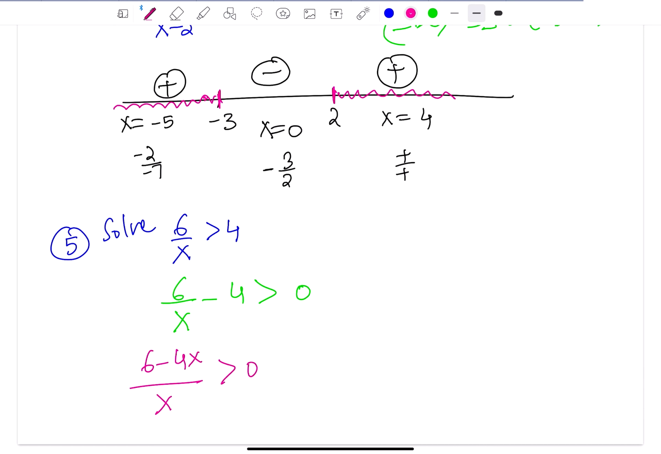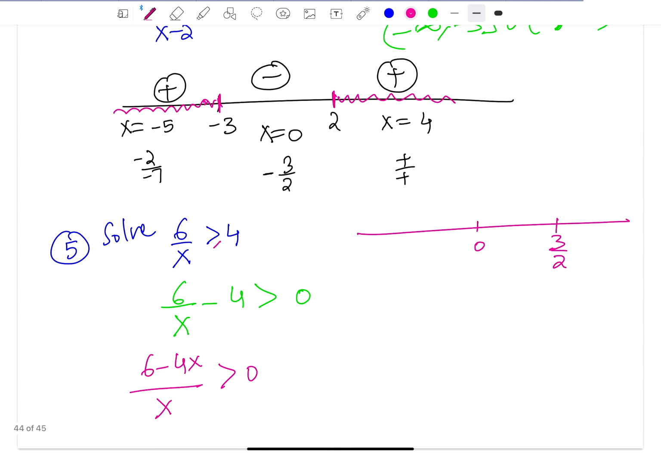Now where does the denominator become 0? At x equals 0. Where does the numerator become 0? When 6 minus 4x is 0, which is 6 equals 4x. 6 over 4 equals x, which is 3 halves. So the numerator becomes 0 at x equals 3 halves, and the denominator becomes 0 when x is 0. Again, I'm going to include an equal sign here to make it more fun, so that we are careful about including 0 or not.